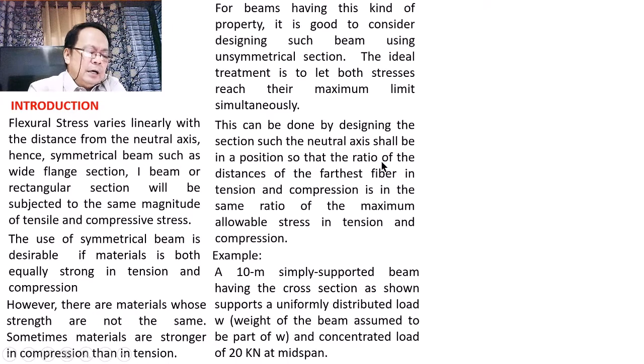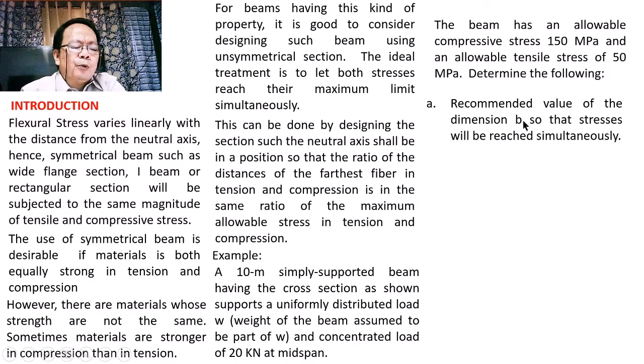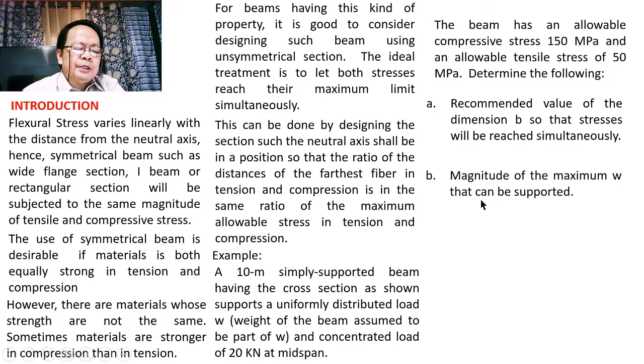So, in this problem, okay, the beam has an allowable compressive stress of 150 megapascal and an allowable tensile stress of 50 megapascal. And from here, we shall be required to determine the following. First, okay, we are required to determine the recommended value of the dimension B so that stresses will be reached simultaneously. And the second question is, we are required to find the magnitude of the maximum W that can be supported by the beam.